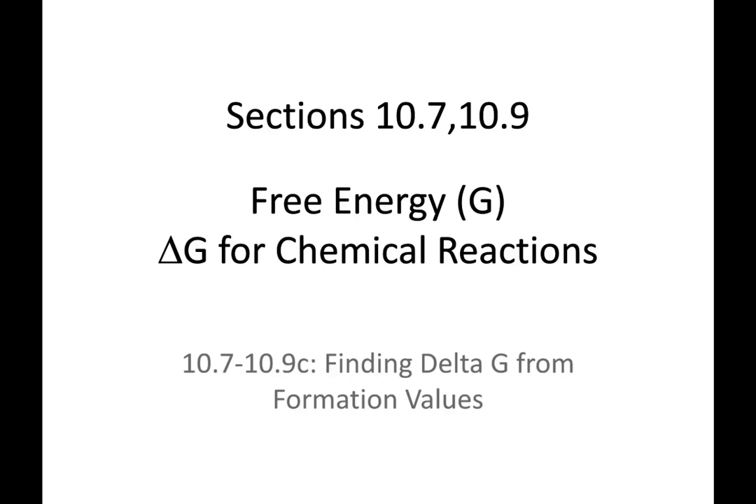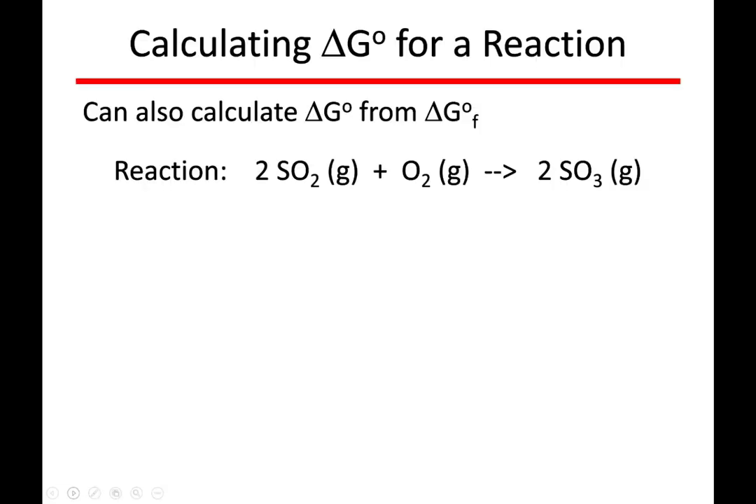Let's now talk about how you can calculate the value of delta G for a reaction by using the delta G's of formation. This is going to be fairly similar to what you saw earlier in the thermochemistry portion of this class when you were calculating delta H standard from the delta H of formation standard.